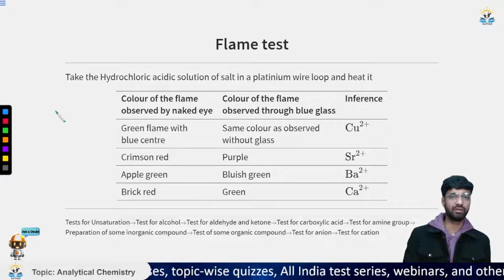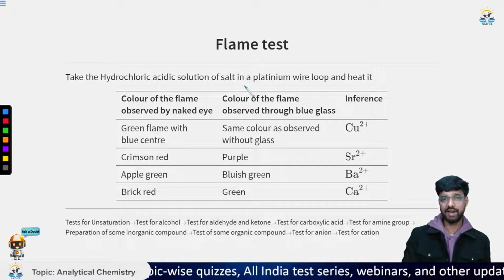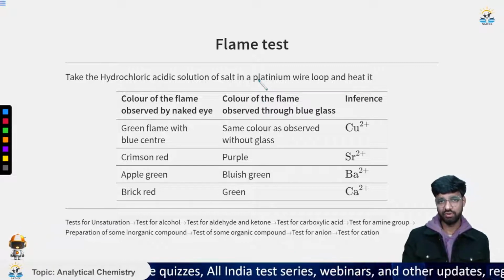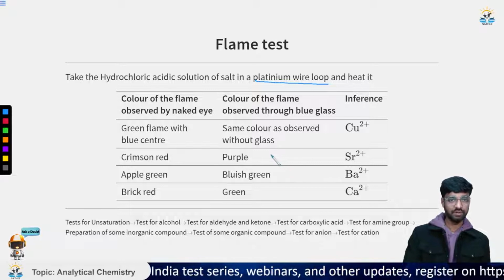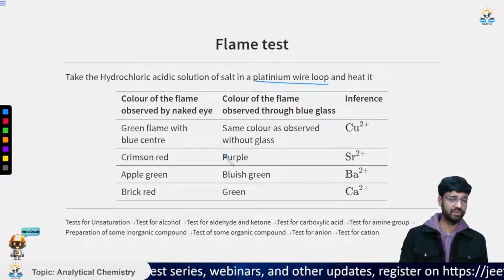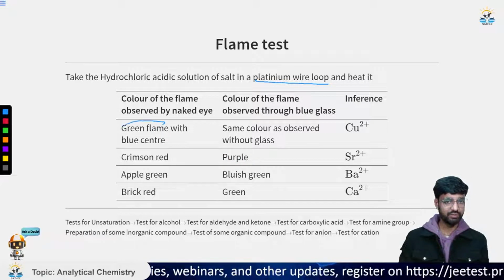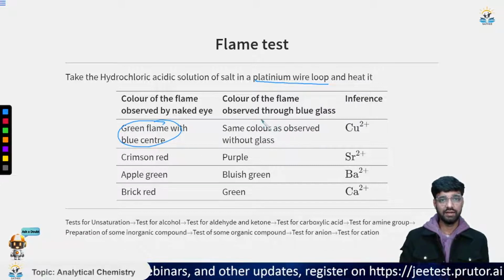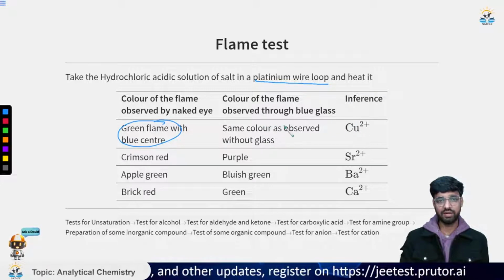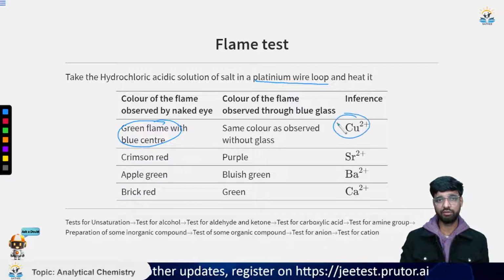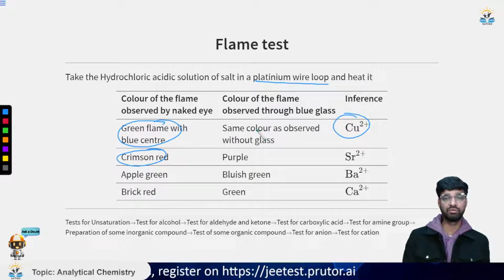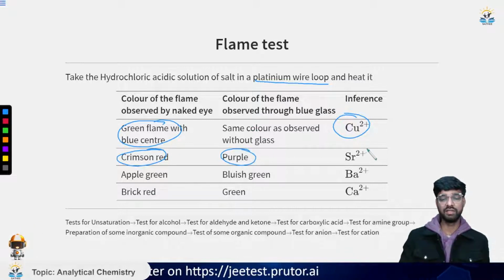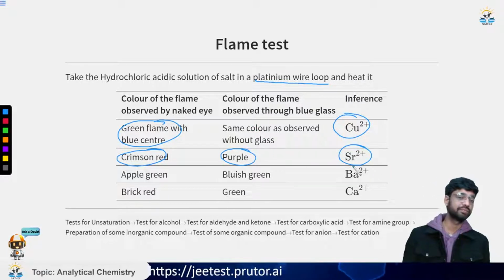We take the hydrochloric acid solution of the salt, dip a platinum wire loop into it, and then heat it. If the color of the flame observed by the naked eye is green with a blue center, and observed through blue glass gives the same color, then it is Co2+. Now if the color is crimson red and observed through blue glass we get purple, then it is Sr2+, which is strontium.